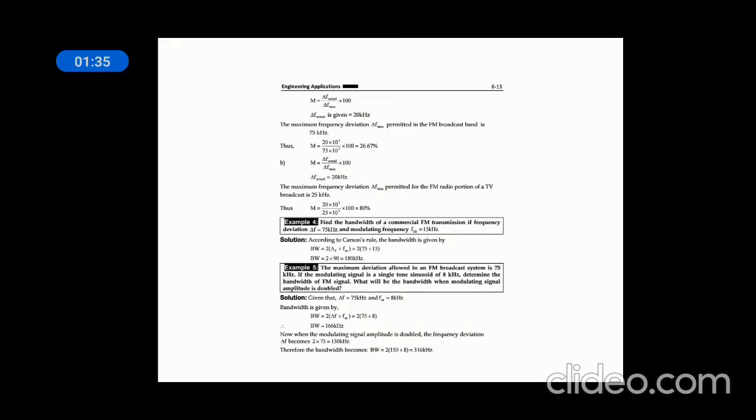What is the frequency deviation formula? mf into fm, or mf equal to delta f by fm, and delta f is equal to mf into fm. Here you need to calculate mf. mf equal to delta f by fm. How to calculate? Let's see. The maximum frequency deviation permitted in FM broadcast is 75 kHz.